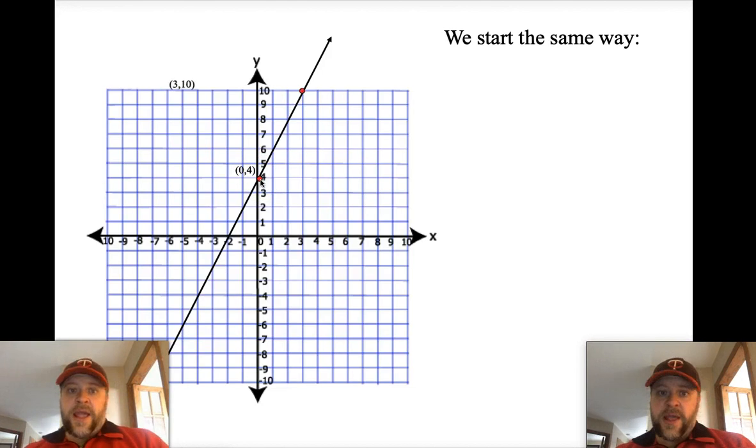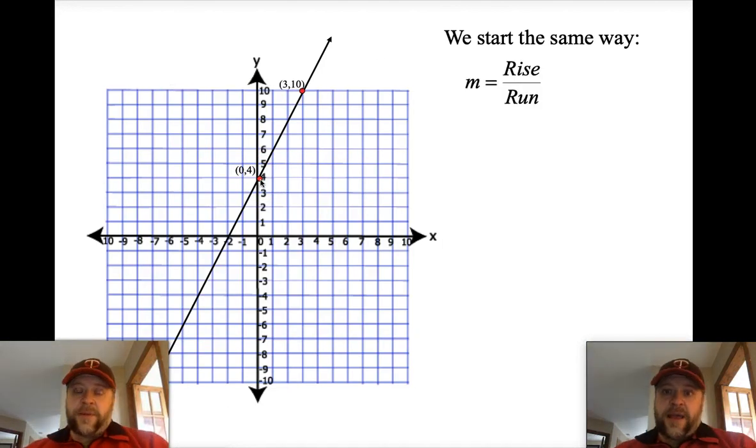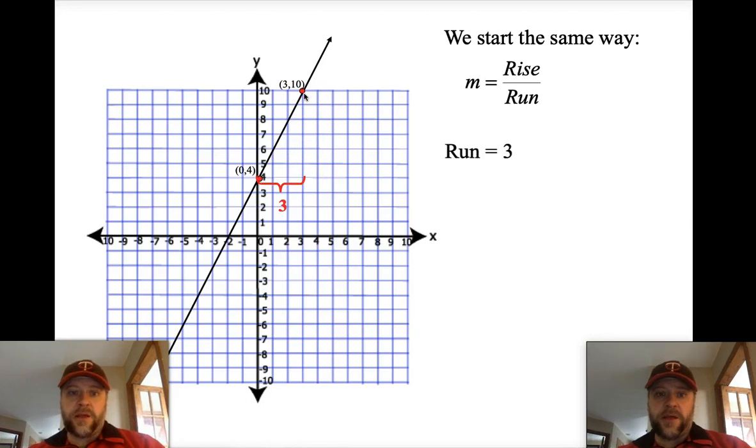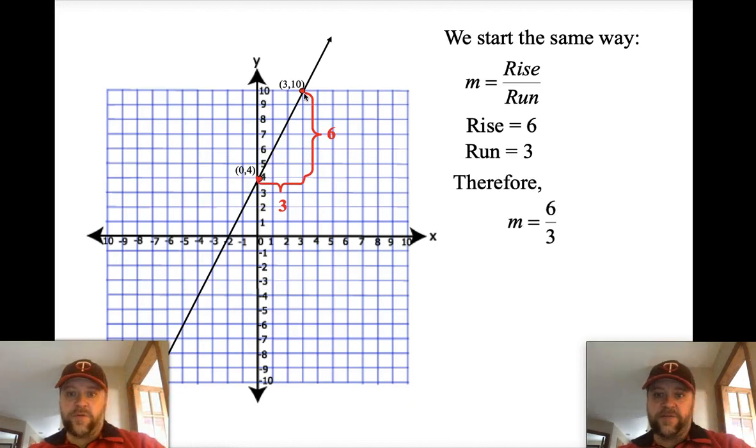And then I'm going to identify another point to the right of it. And then I'm going to look for the rise over run. Well, in this case, it's going to go over 1, 2, 3, and then it's going to go up 1, 2, 3, 4, 5, 6. So it's going to go over 3, and it's going to go up 6. Over 3, up 6. So the rise over run, the slope, is 6 over 3.